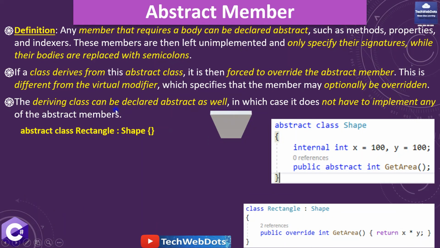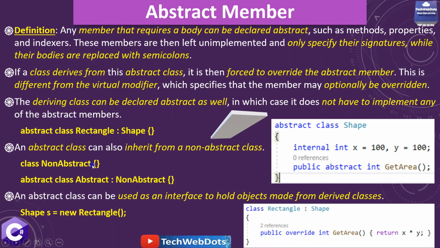The deriving class can be declared abstract as well, in which case it does not have to implement any of the abstract class members. For example, we have a class rectangle which is already abstract, and we also inherited shape which is again abstract. Now there is no problem because both classes are abstract and they don't need to provide any implementation. An abstract class can also inherit from a non-abstract class. For example, consider a class which is non-abstract, and an abstract class inheriting from it. Even in this case there is no issue, it is completely possible.